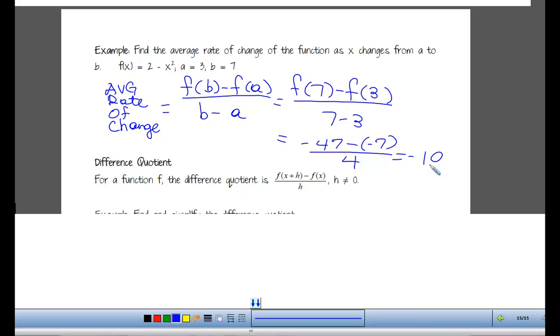Now, another concept related to this is the difference quotient. It's still an average rate of change because we're still evaluating the function at 2 points. This could be our point A, and this could be point B, which happens to be a distance of h from A. This is one of those things we're looking at for calculus, and once you get there, you'll need to know how to do that. So it's still just an average rate of change, just using some different notation.